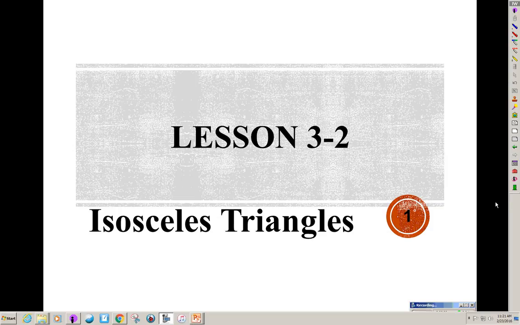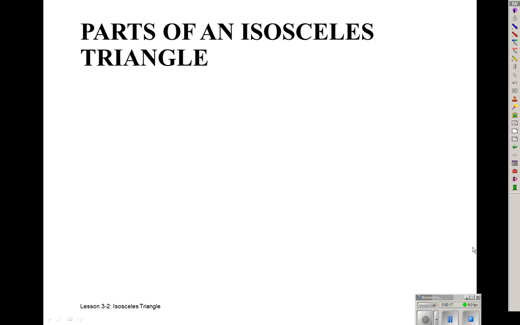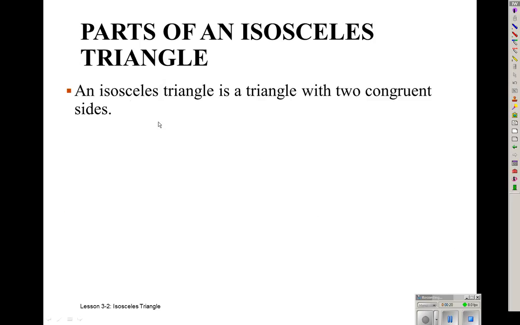This lesson is isosceles triangles. We're going to learn properties of isosceles triangles and parts of them and how the congruent pieces match up and solve questions involving isosceles triangles. So we know already that an isosceles triangle is a triangle with two congruent sides.